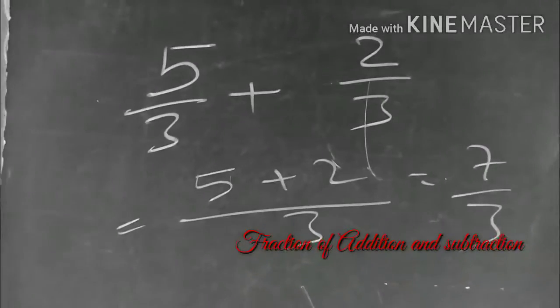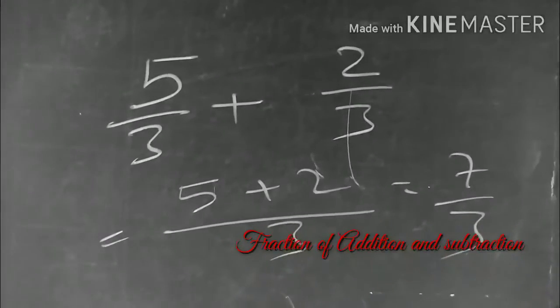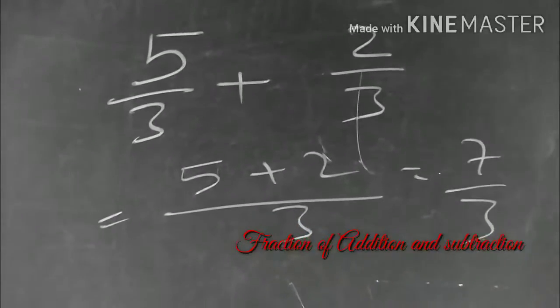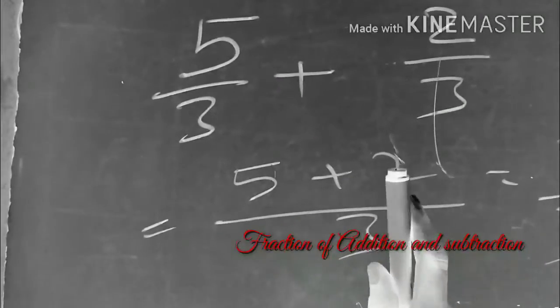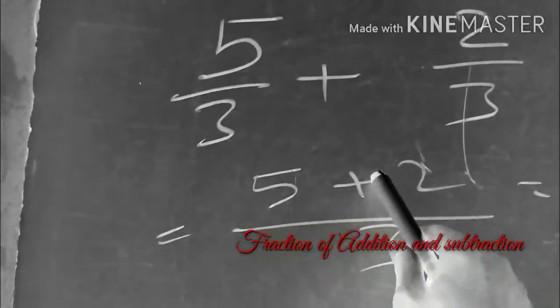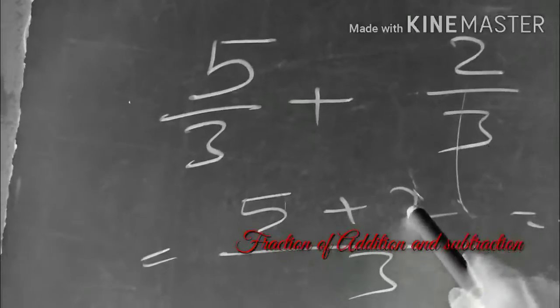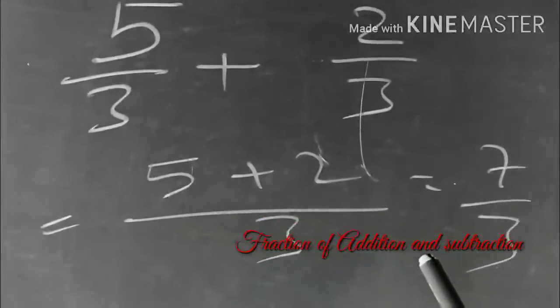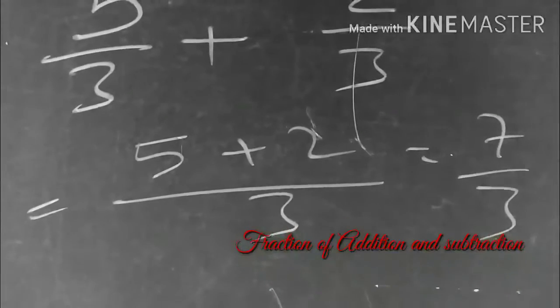See the next question. The next question is 5 by 3 plus 2 by 3. We will take the LCM of 3 and 3. The LCM is 3. So 3 divided by 3 is 1, and multiplied by 5 that is 5. Then plus sign plus. 3 divided by 3 again 1 and multiplied by 2 that is 2. And after that 5 plus 2 is 7. 7 by 3.